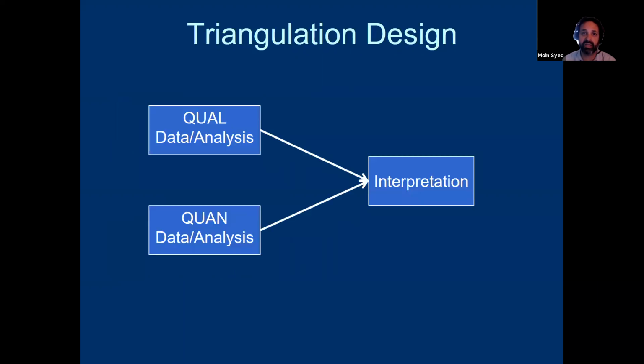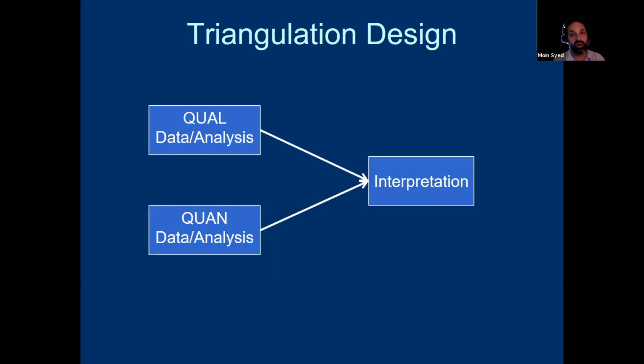So starting with triangulation, before I say anything about this, I just want to make a note on notation. It's pretty common in the mixed methods design literature to use qual and quan as abbreviations, of course, for qualitative and quantitative, but also to either put them all in caps or to put them in lowercase to indicate whether or not that particular component is a major part or a supplementary, so the primary component or the supplementary component of the study.